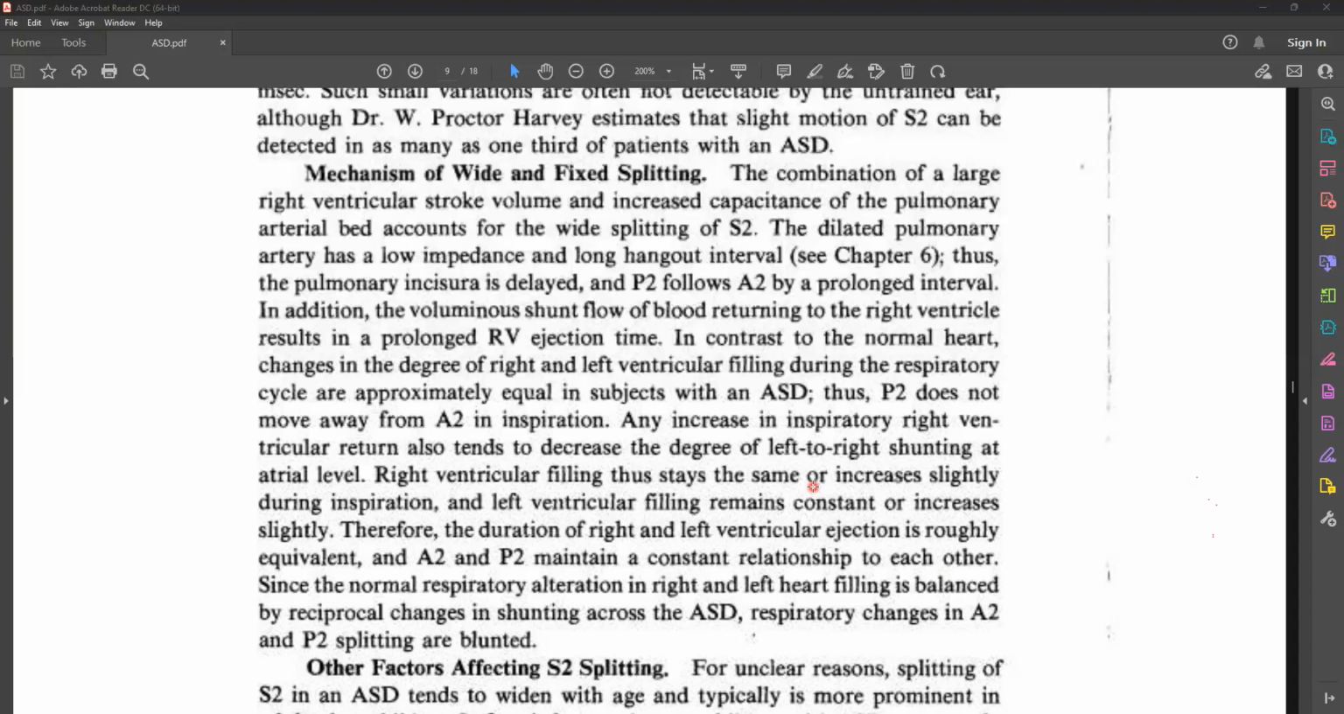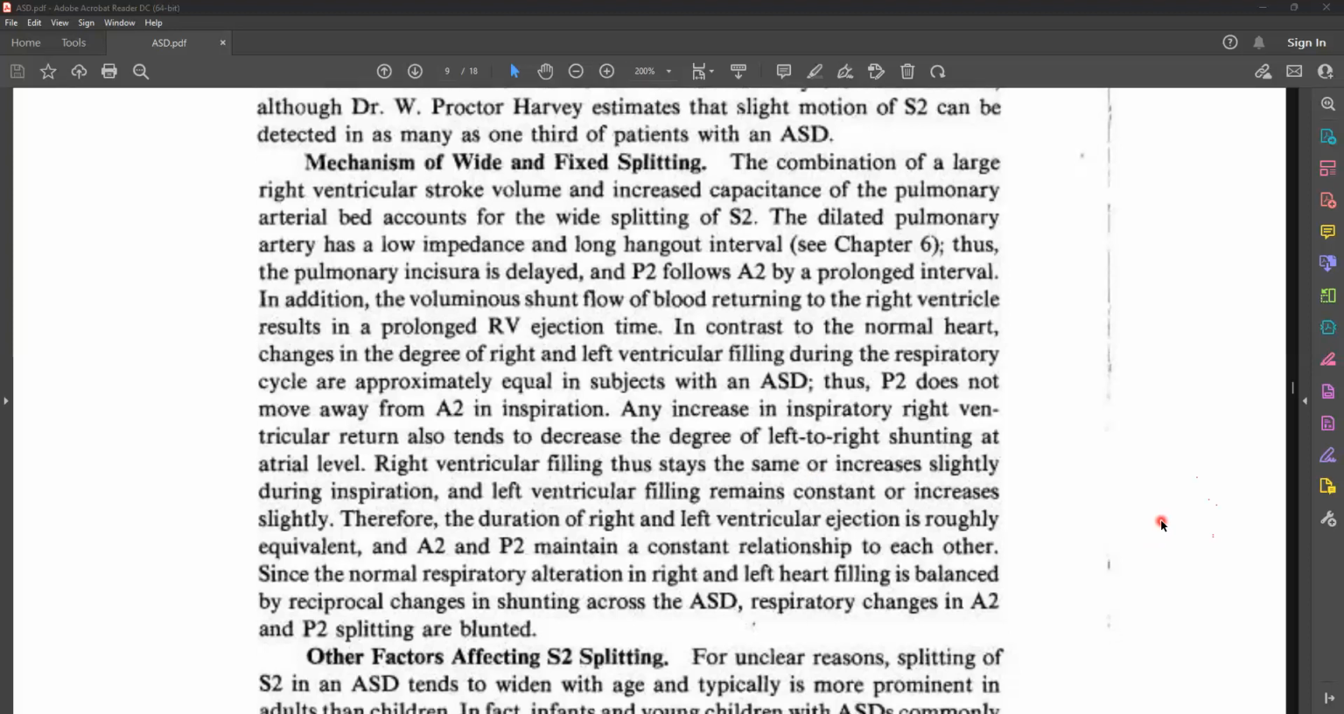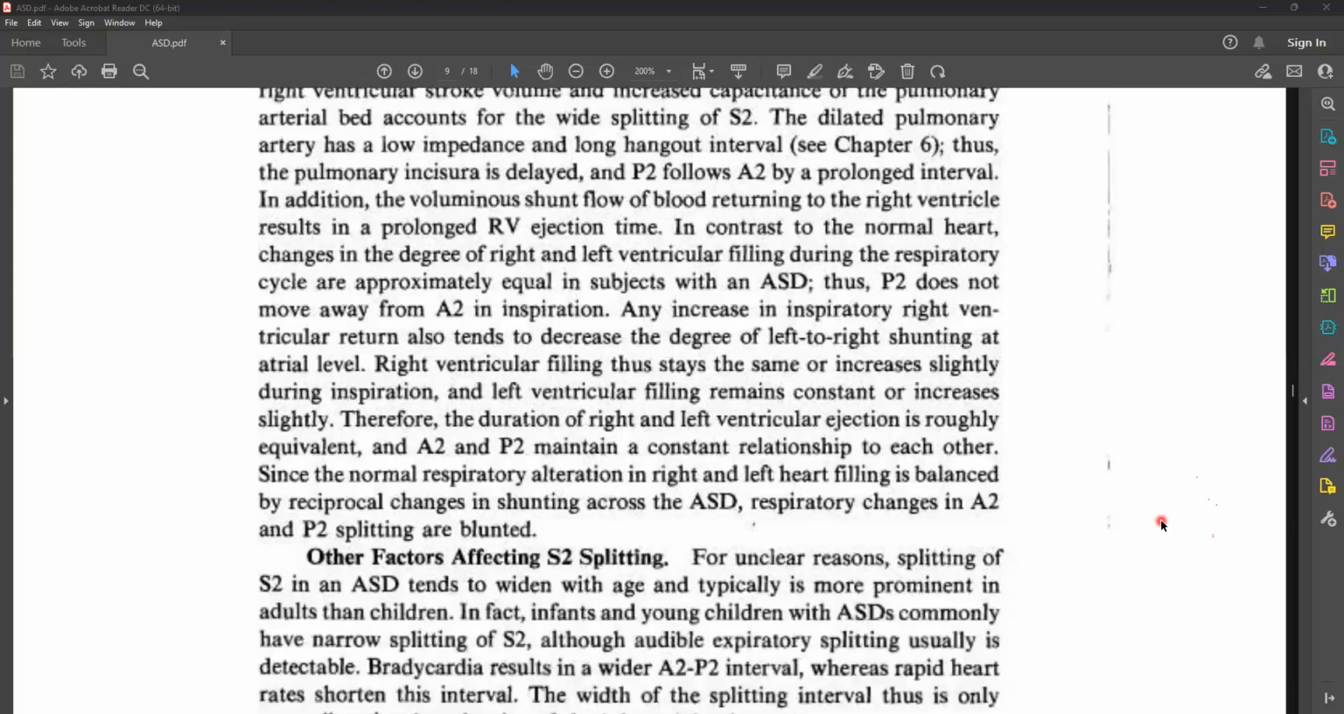Okay, so the P2 gets delayed because of the hangout interval. The A2 P2 gap is maintained because of the changes which occur in inspiration and expiration, which balance both the atrial pressures. I think you understood this concept. If you have not understood, put your doubts in your query in the discussion class forum. I'll explain it a little more clearly.